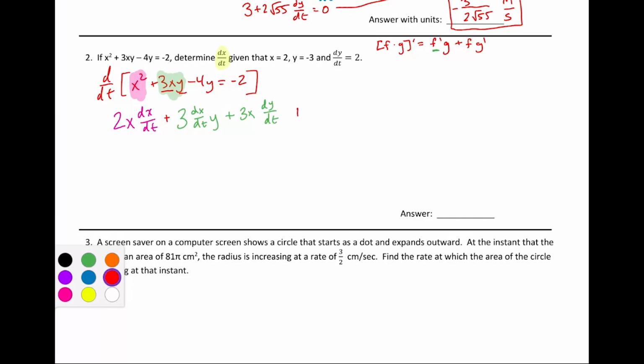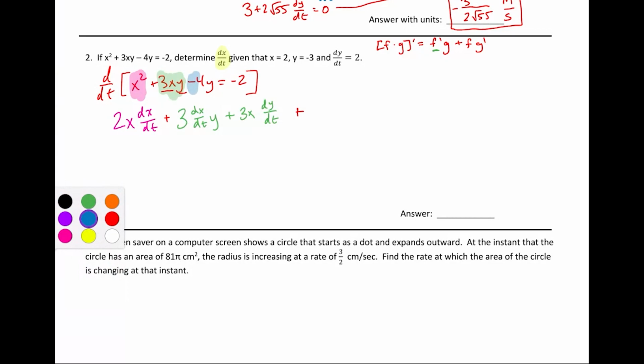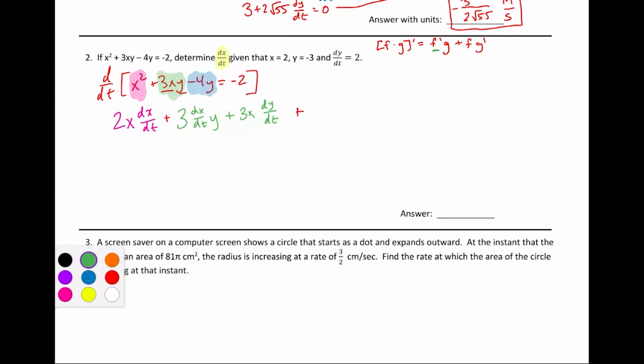All right, so the next term is negative 4y. And so the derivative of that is just going to be negative 4 times the derivative of y with respect to t. So I'm actually going to change this plus to a minus. So minus 4 times dy dt. And then the derivative of negative 2 is just 0, so it's just going to be 0.